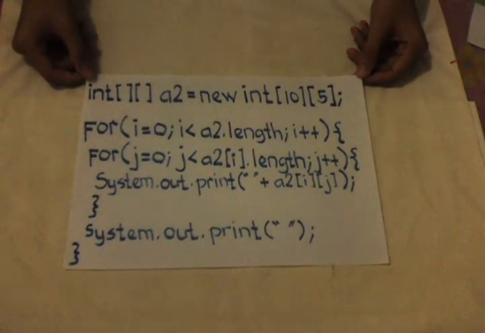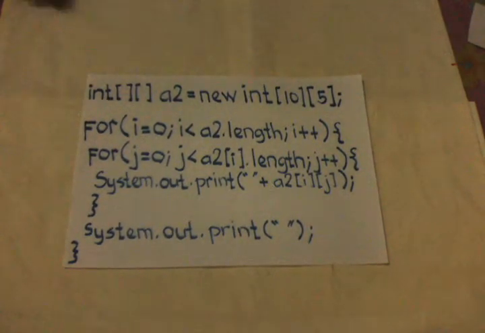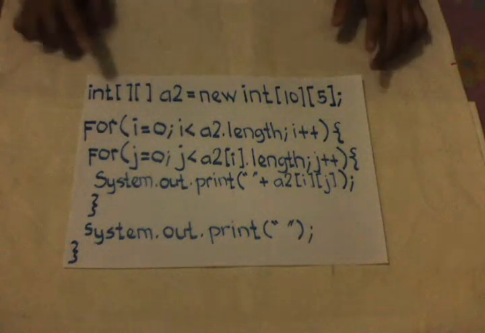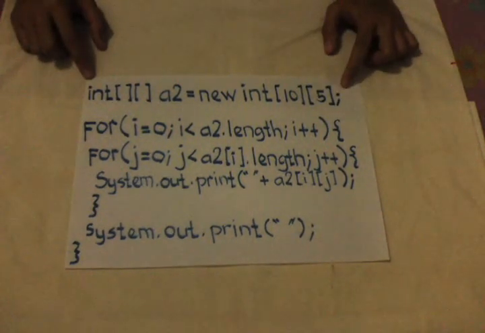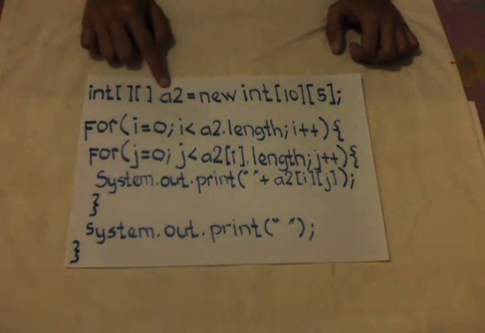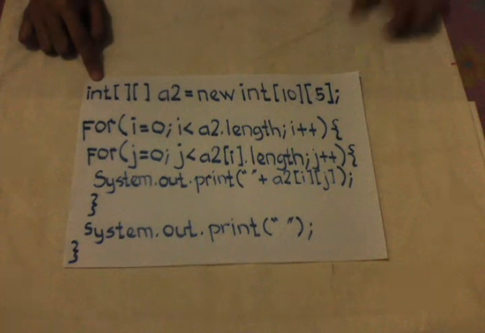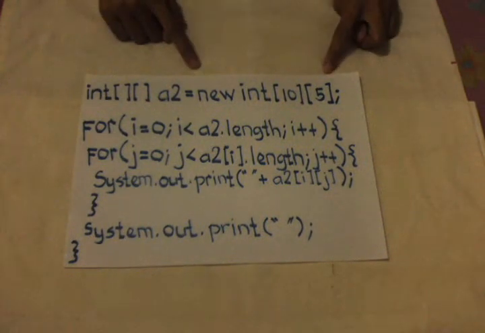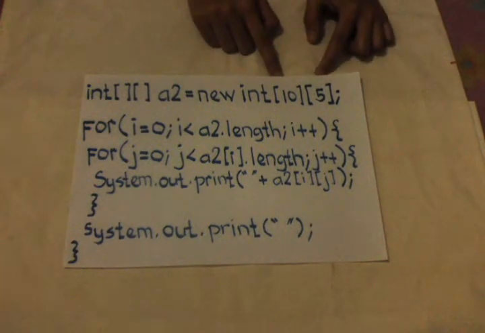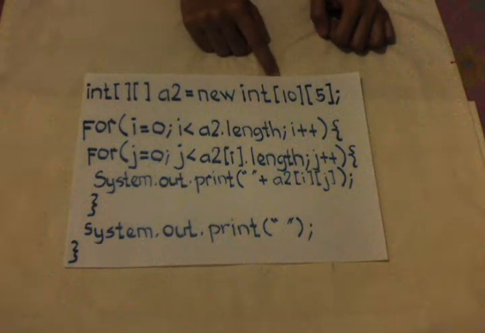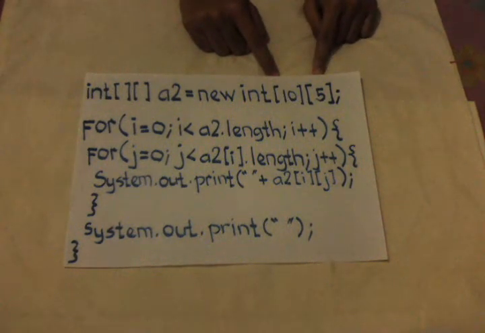Notice in the following example how the rows are handled as separate objects. In this example, this notation shows a two-dimensional array. It declares a variable A2 of type int with a double bracket, and it initializes that variable to refer to a newly created object. The notation int 10, 5 indicates that there are 10 arrays of integers in the array A2 and that there are 5 integers in each of those arrays.